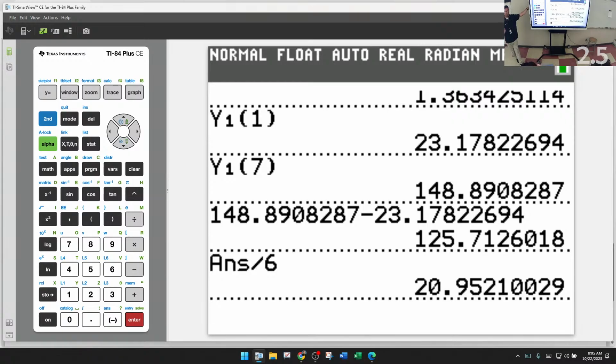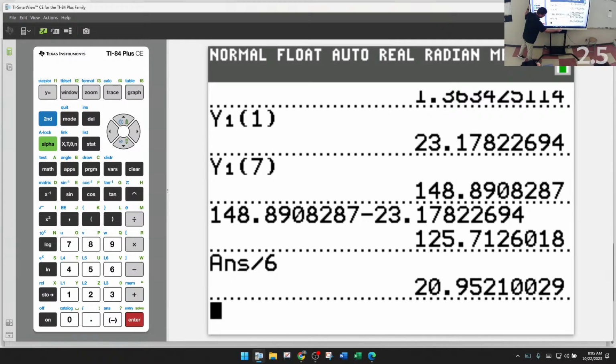Okay? Don't round until the very, very end. Don't round the 148 and the 23, because that might give you a different 125. And if you get 125 and you divide that by 6, that might give you a bad answer. So don't round until the very, very end. That's on the rubric. So if you end up with 20.96, you're wrong. So don't round until the very, very end.